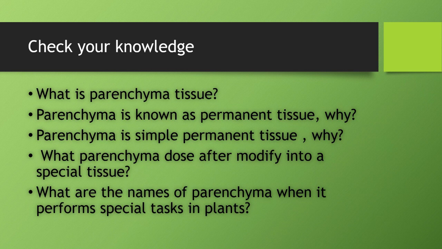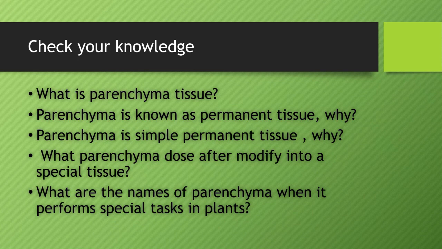Now the next question is, why is parenchyma known as permanent tissue? Parenchyma tissue is the permanent tissue because previously we have seen that meristematic cells stopped growing, they stopped dividing, and they convert themselves into a permanent tissue. That is why they have a permanent size, shape and permanent task. That's why this is known as permanent tissue. Parenchyma is simple permanent tissue. Why? Because they are made up of similar type of cells.